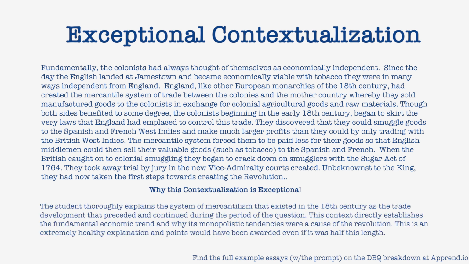The student will thoroughly explain the system of mercantilism, that's the development, that existed in the 18th century as the trade development that preceded and continued during the period of the question. This context directly establishes the fundamental economic trend and why its monopolistic tendencies were a cause of the revolution. This is an extremely healthy explanation, and points would have been awarded even if it was half this length. And that's an extremely healthy contextualization of a trend or development.